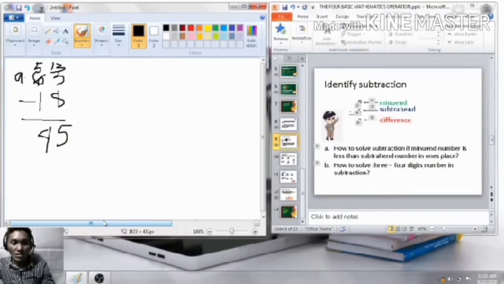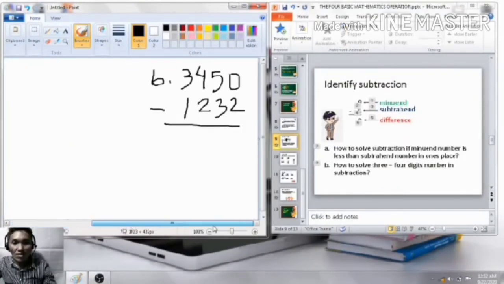Okay, now children, let us go to letter B. Okay, letter B, the question is how to solve 3 to 4 digit numbers in subtraction. So we have here an example, 3,450 minus 1,232. Since this is a 4-digit number, first we need to subtract 0 and 2. Since maliit yung minuend niya, need magbaro tayo dito sa kabila. So magiging 10, then magiging 4. So pwede na yan siya.